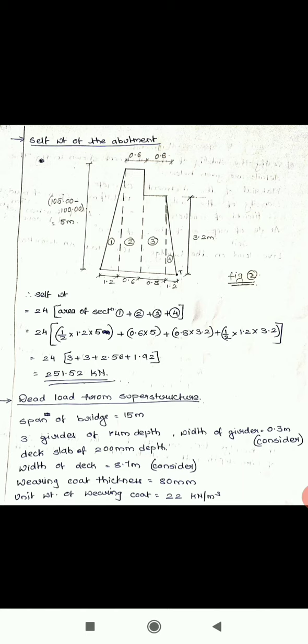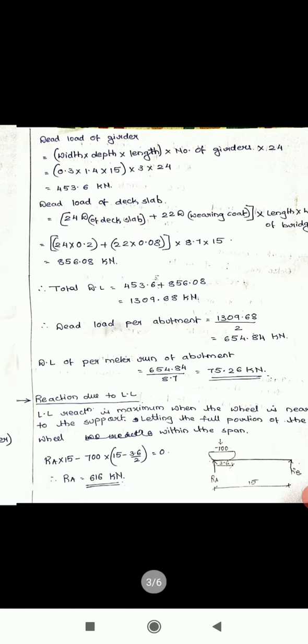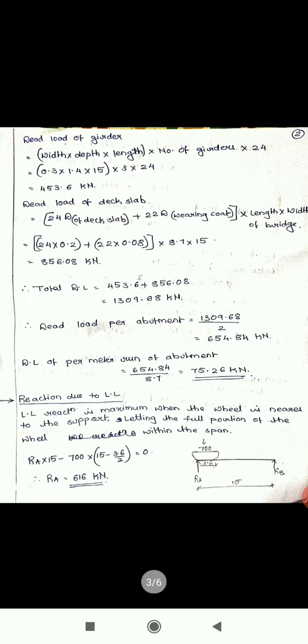Again, we have assumed this, and unit weight of wearing coat is usually taken as 22 kilonewton per meter cube. So dead load of the girder will be equal to width into depth into length into number of girders into 24, that is the density of concrete. So width is 0.3, depth is 1.4 and the length of the girder is 15 meters. We have 3 girders, so multiplied by 3 and multiplied by 24, which is total equal to 453.6 kilonewton. This is of the girder.